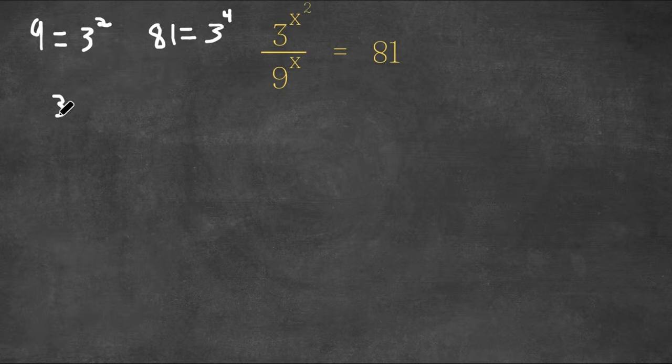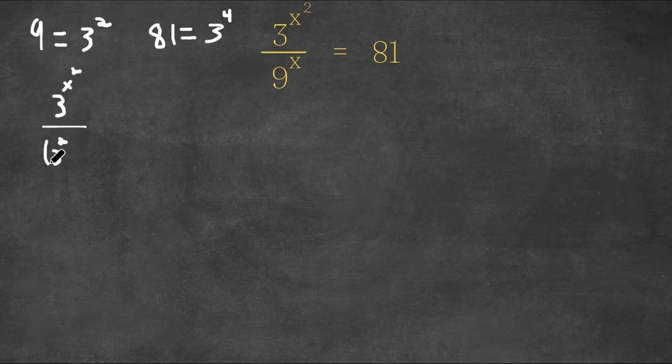So we have 3 to the power of x squared over, remember, replacing 9 with 3 squared, to the power of x. And this is equal to, we're replacing 81 with 3 to the power of 4.